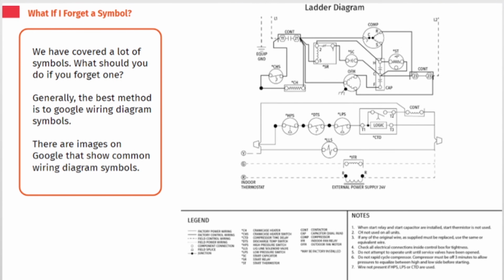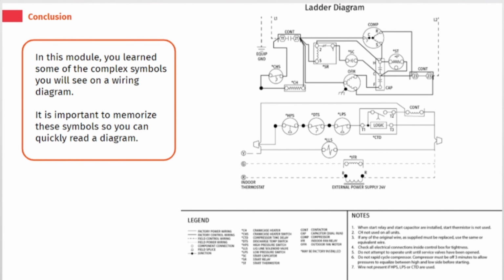We have covered a lot of symbols. What should you do if you forget one? Generally, the best method is to Google wiring diagram symbols. There are images on Google that show common wiring diagram symbols. In this module, you learned some of the complex symbols you will see on a wiring diagram. It is important to memorize these symbols so you can quickly read a diagram.